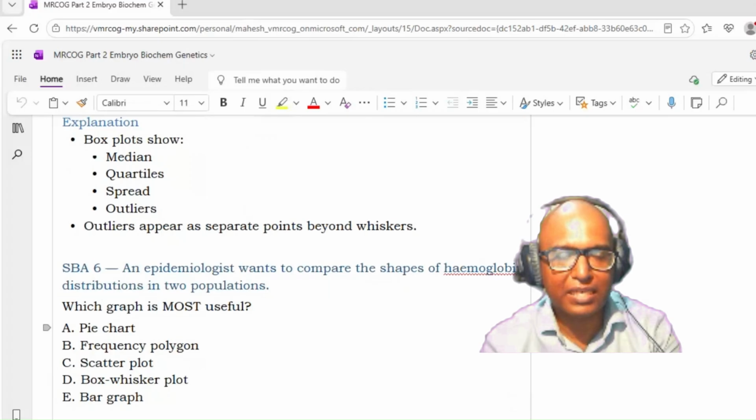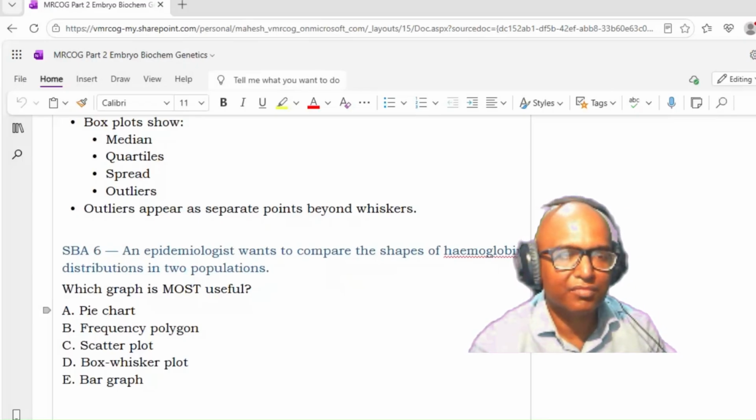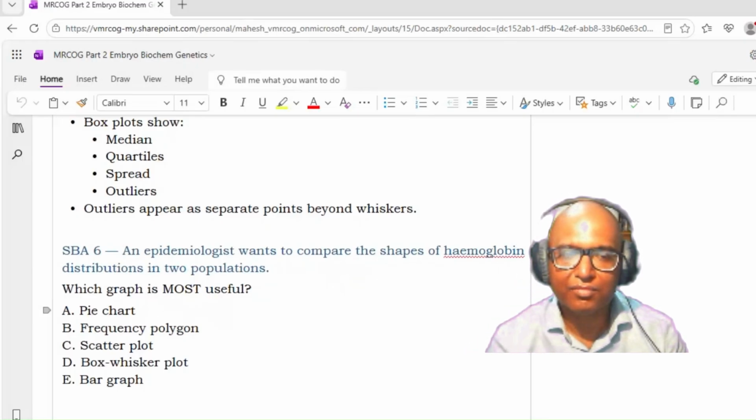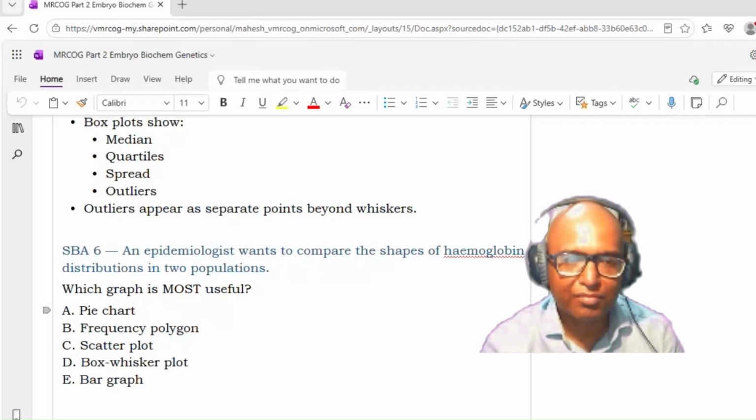Dr. Sansi, you want to read the next few questions? Yes, sir. An epidemiologist wants to compare the shapes of hemoglobin distributions in two populations. Which graph is most useful? Pie chart, frequency polygon, scatter plot, box and whisker plot, bar graph. The scatter plot.